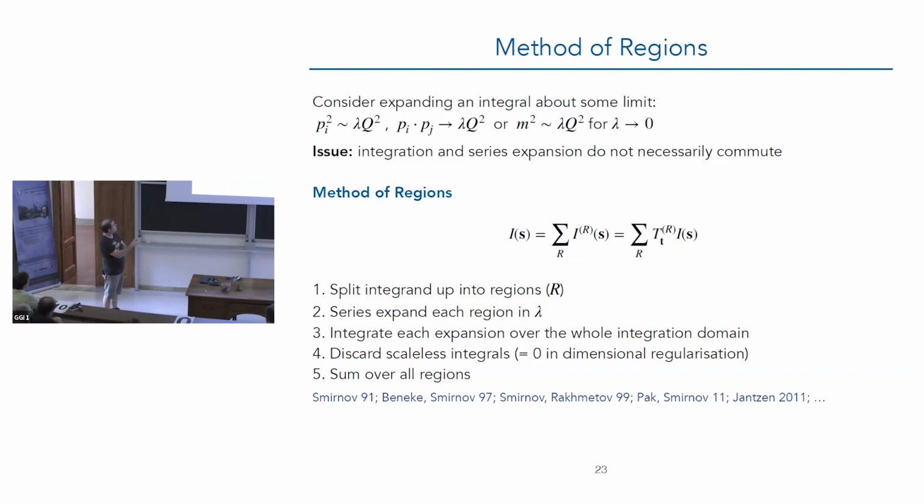The issue fundamentally is that integration and series expansion do not commute. So you'd like to find a way to expand your integrand and then integrate, rather than the other way around. And this method of regions is a procedure for doing that. Essentially, you split your integrand up into several regions. You series expand each region in your small parameter lambda, and then you integrate each expansion over the whole integration domain. You discard the scaleless integrals, and you sum over all of the regions.